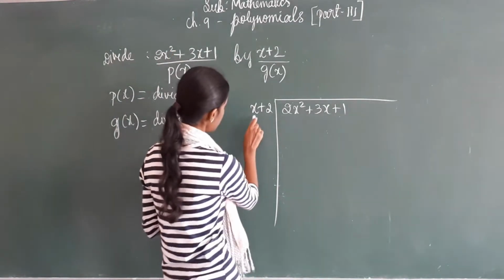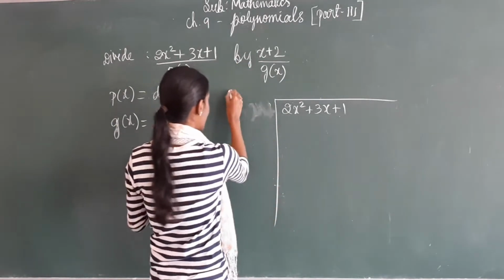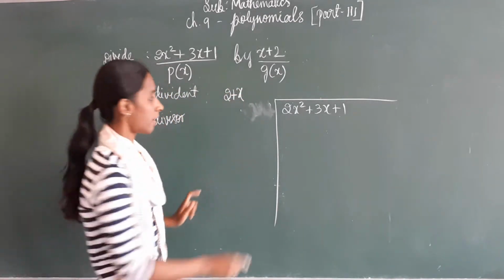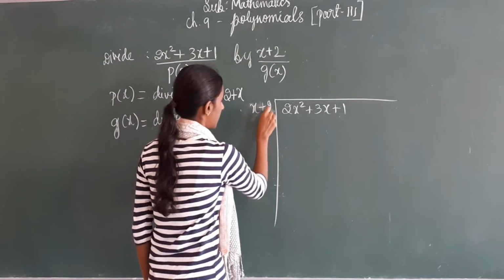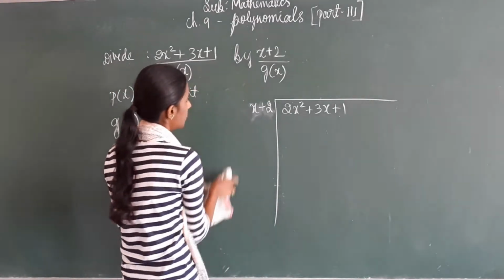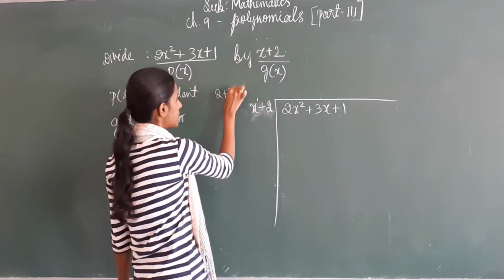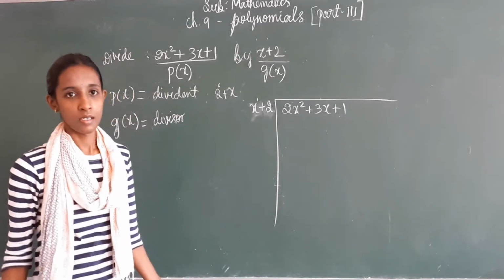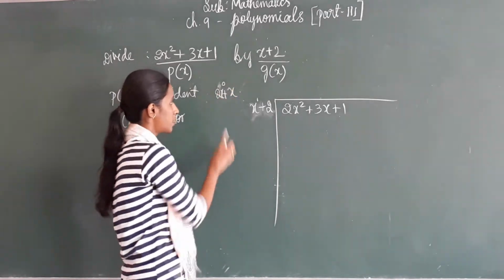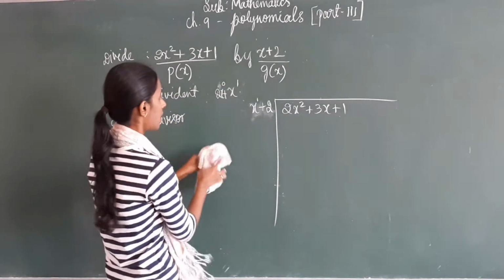How will you do the division? See, here they have given x plus 2. If they had given 2 plus x, the first thing you have to do is rearrange. First you have to write x, then plus 2. Why? Because it should be in order. Here the highest order is 1. If you had written 2 plus x, the constant is x power 0, and here it is x power 1. First you have to write the highest power.